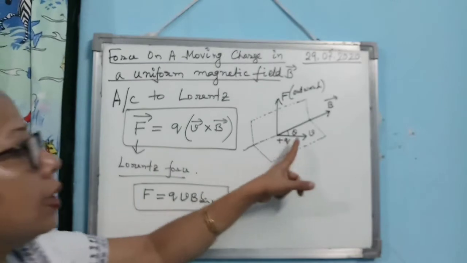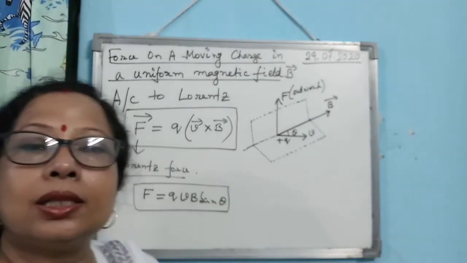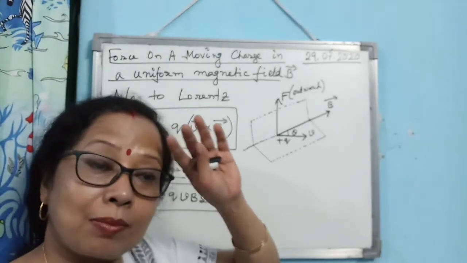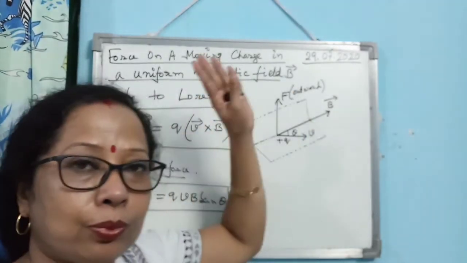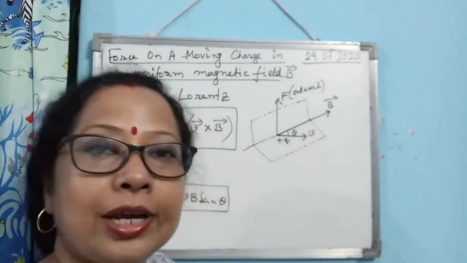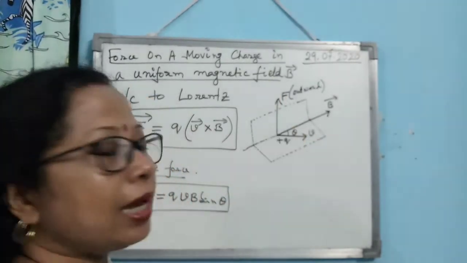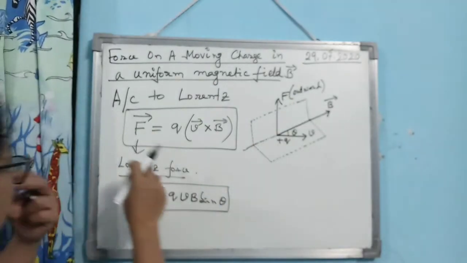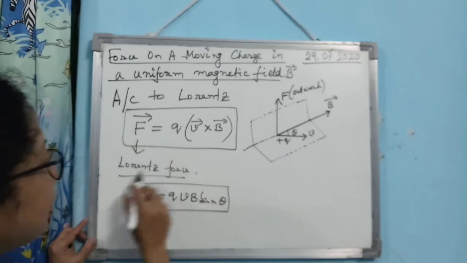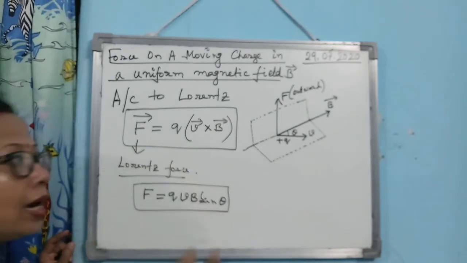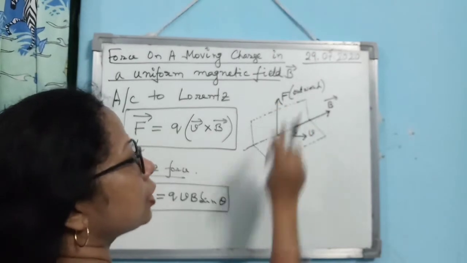If V and B are on the plane of the whiteboard, okay, I always have the tendency to use the term blackboard, it is a whiteboard. So if V and B are on the whiteboard, then what is the direction of F? In the outward direction, using the right hand thumb rule. So according to this concept, what is the magnitude of the force? QVB sine theta. And how can you find the direction of the force?